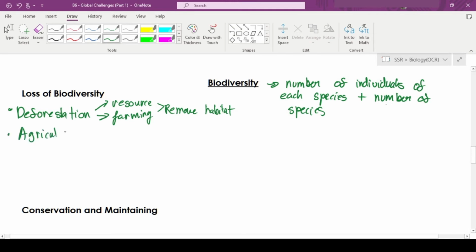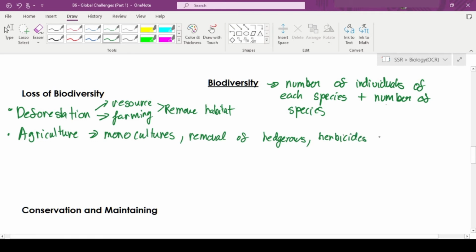We also have just agriculture itself. So not only does deforestation for agriculture cause a problem, but the monocultures that we tend to see in fields, or just one individual. So remember, number of species is important. If you're only growing one thing in your field, then by definition you've lowered biodiversity. You're also likely going to remove the hedgerows at the end of your field so you can get your machinery in there to be more efficient at farming. You will probably use herbicides and pesticides in a lot of cases.